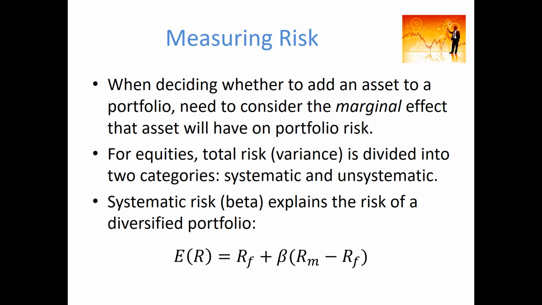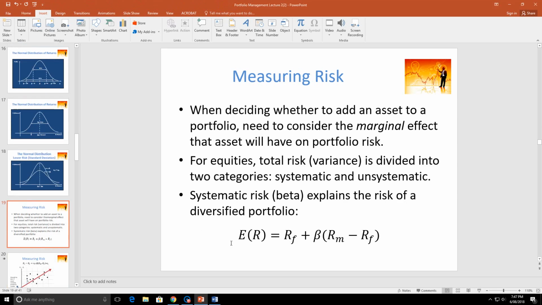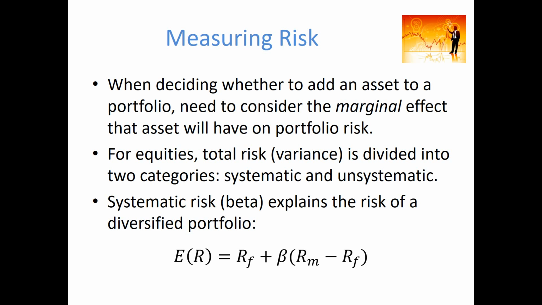Now, how do we measure risk? When we are deciding whether an asset should be included in a portfolio or not, we are not very much concerned about the risk of the asset itself. Rather, we are more concerned with the effect that the risk of the asset is going to have on the risk of our existing portfolio. So what we need to consider is the marginal effect that the asset will have on portfolio risk. That's why the idea of systematic risk, or beta, comes in.